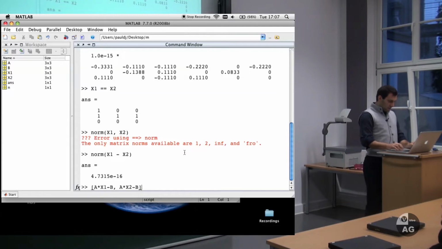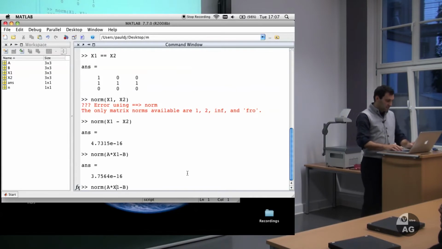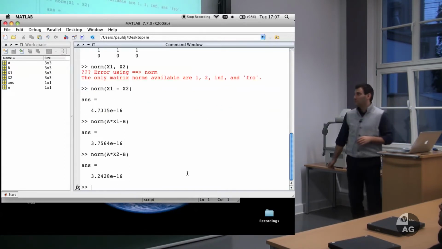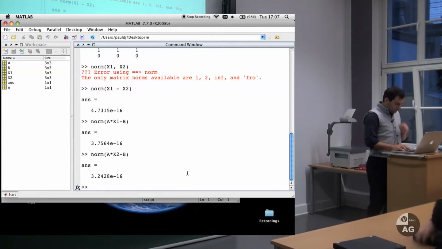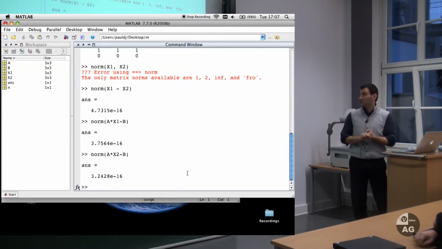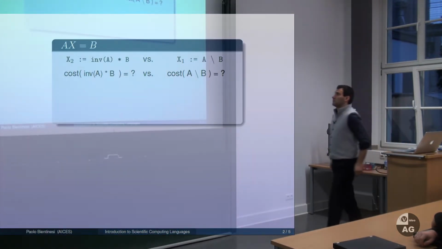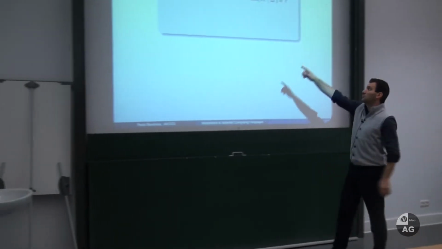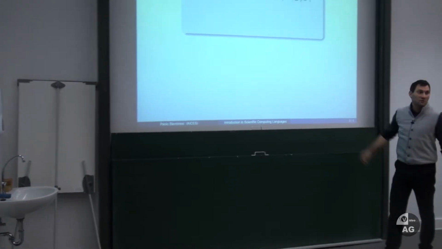Likewise, it's not very useful to look at the actual residual. It's much better to quantify the size of the residual, and these residuals are very small. Okay, in both cases, these guys are very small. So it looks like both algorithms computed what we wanted to. Let's take a look very briefly at the cost of computing inverse of A times B versus the cost of solving this linear system.